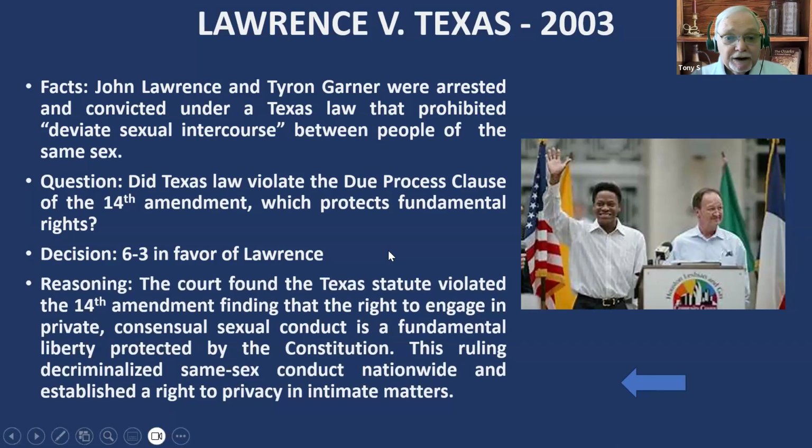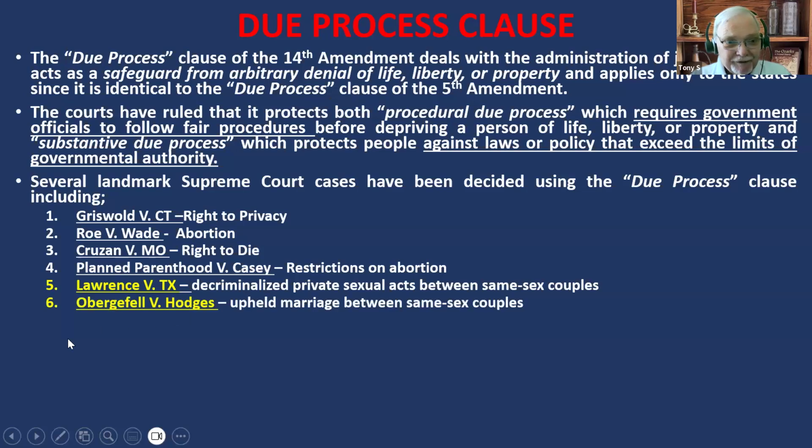They said Texas violated the 14th Amendment, that the right to engage in private, consensual sexual conduct is a fundamental liberty protected by the Constitution. What it did was decriminalize same sex conduct nationwide and established a right to privacy in intimate matters. That ultimately led to the next case, which had far reaching ramifications. Obergefell versus Hodges, which upheld same sex marriages.